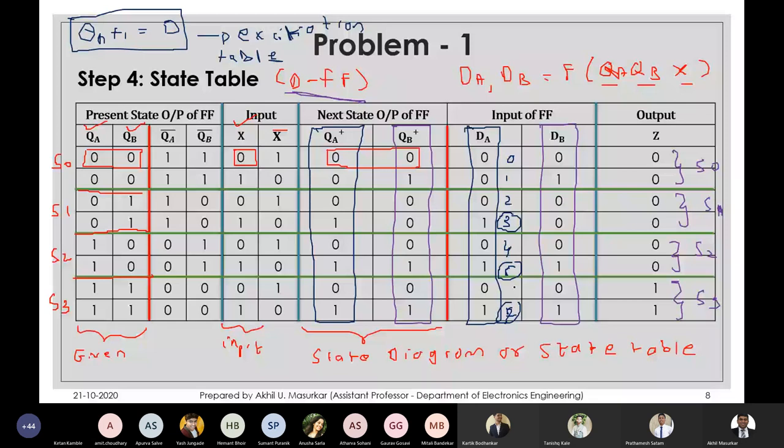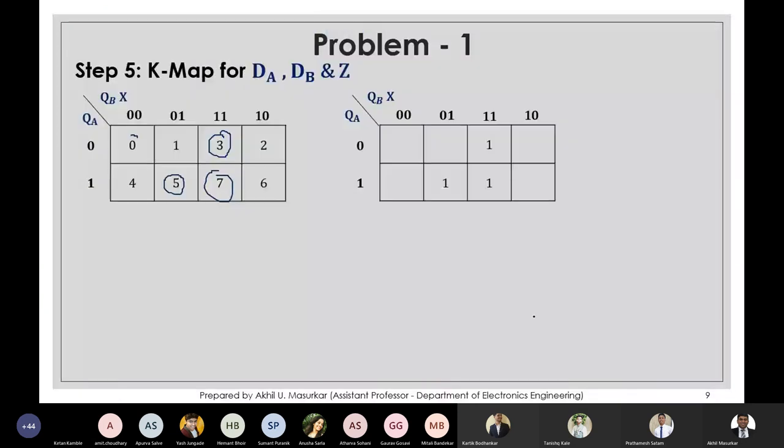And then finally we have our QAX. Just solve the K-map. And then we have QBX. So I think Yash has given this answer. Yash, does your answer match with this? Yes, sir. Okay. So can you go ahead with QDB also?